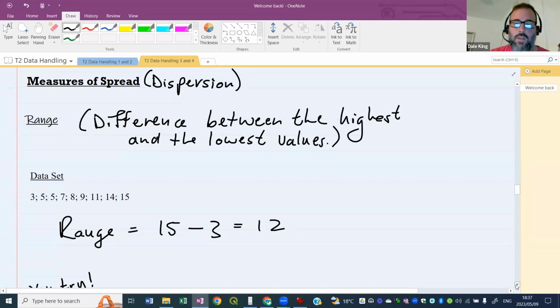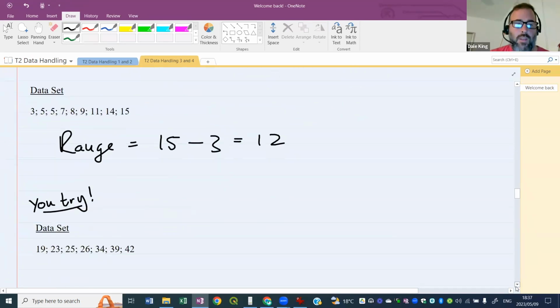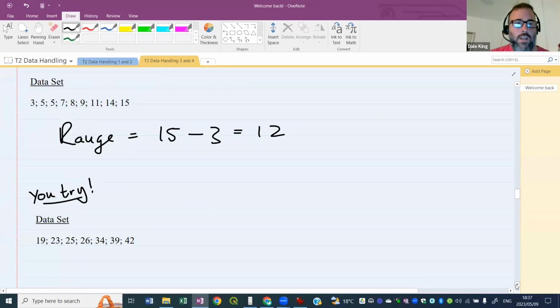All right, are you guys ready? Nice and easy. Off you go. What is the range for your data set? Highest minus lowest. All right, there we go. Nice and easy. Good job.